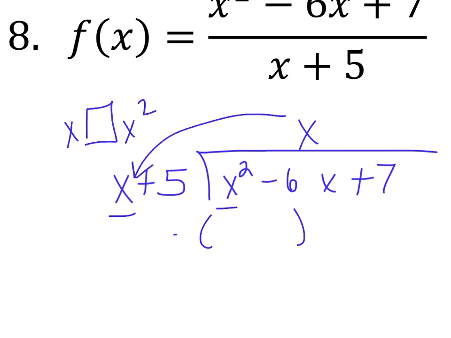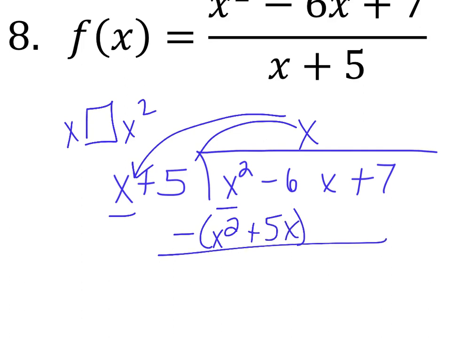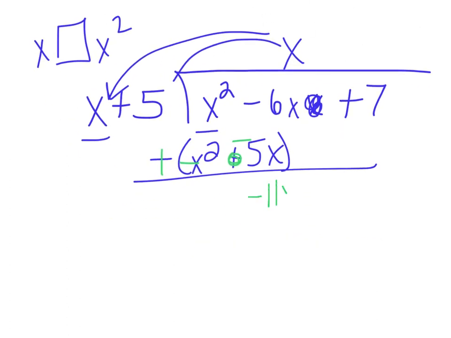So x times x is x squared. X times 5 is plus 5x. Let me move this x over a little bit so you guys see it. So before I subtract, what do I have to do? Distribute, distribute, distribute. So I have negative 11x, correct? My x squareds cancel, and then what do I do with the 7? Plus 7. And now we do it all over again. X into negative 11x. Negative 11, good. You can just stop right there if you want to.